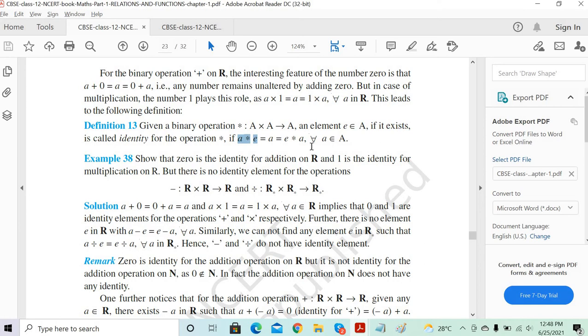Now we'll try one question. That means when you do this operation, you get some identity element. The identity element means that when you do the binary operation on any element from the set A, you get the same element as the answer. A star E gives A only, and E star A also gives A only. Clear? This holds for all the elements which belong to the set A.